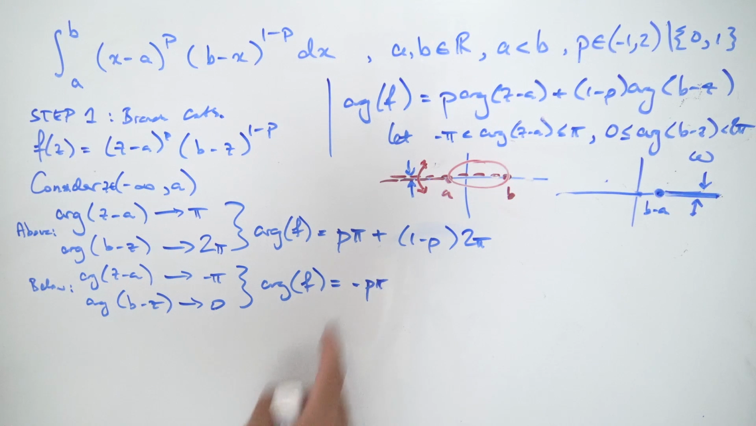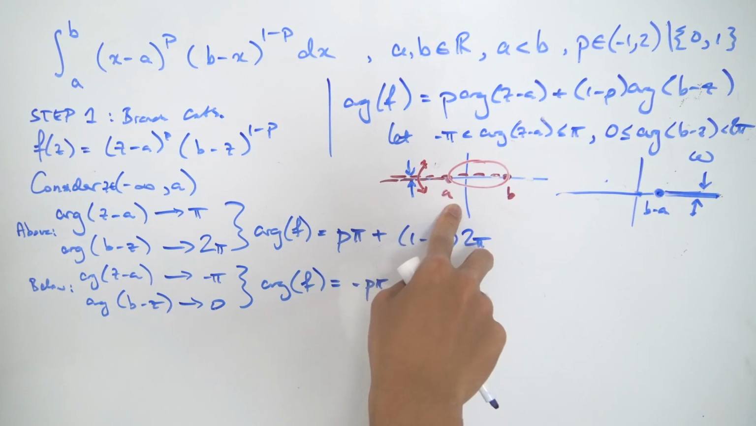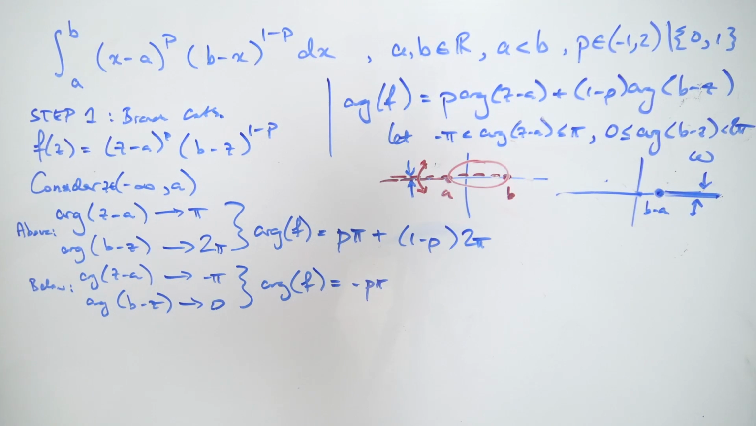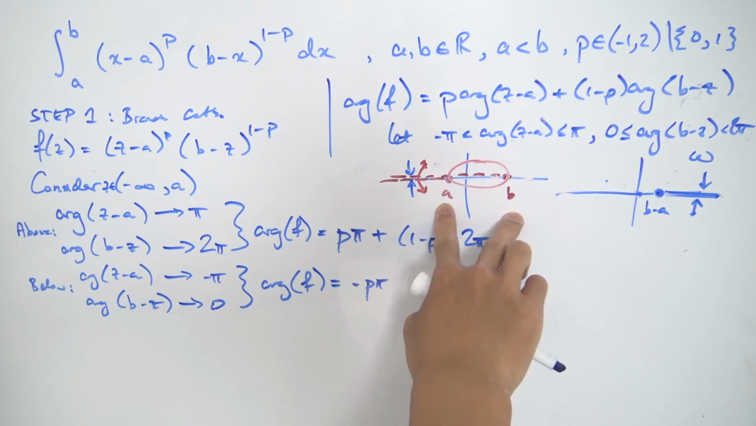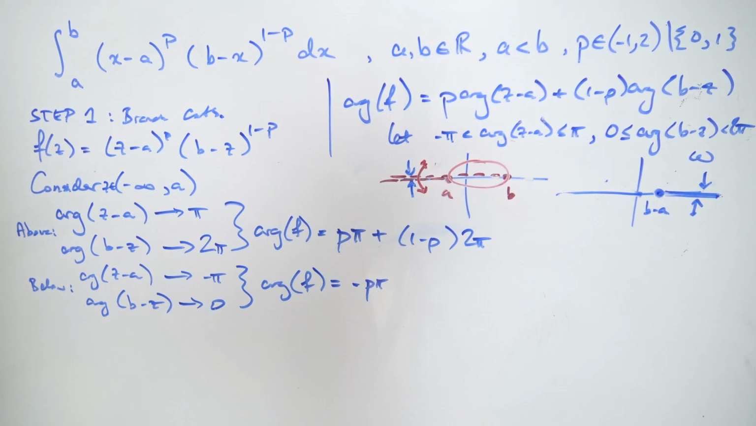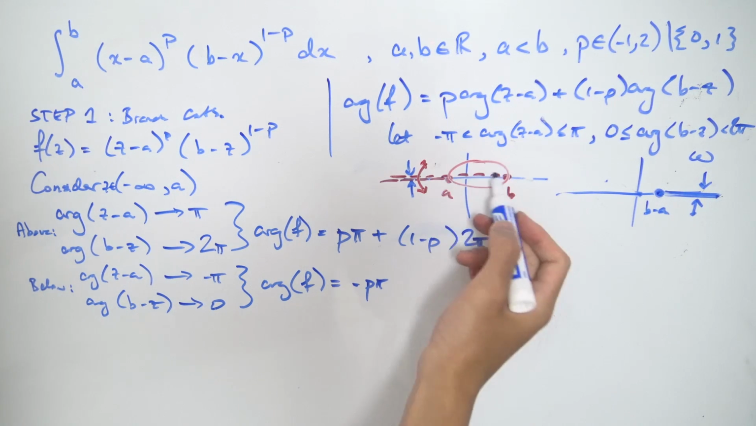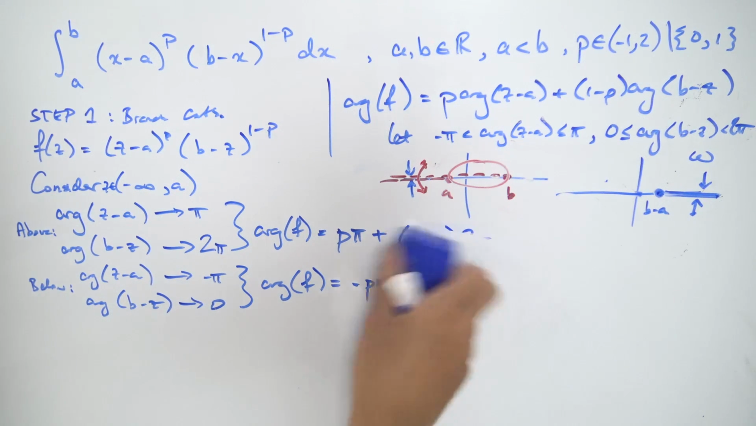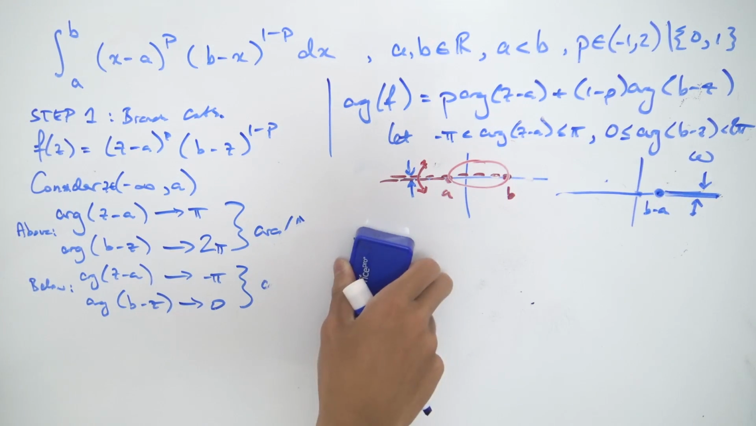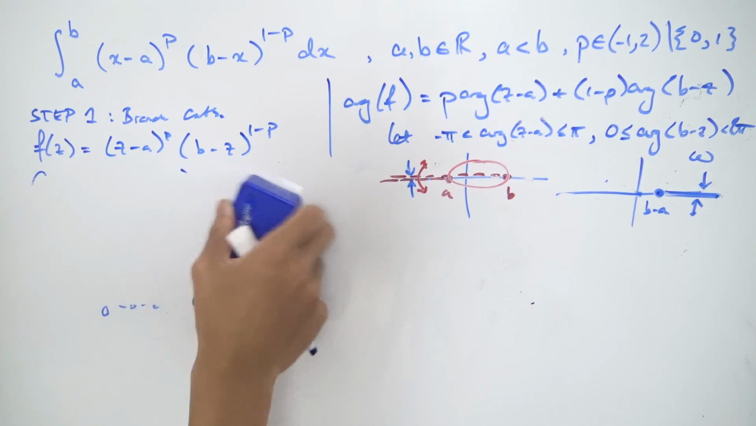So hence we've just shown that across the interval minus infinity to a, we're going to be continuous. So that's quite nice. So now let's do the exact same thing for a to b, because we're going to be needing those argument values later on. Of course, you can see it's going to be discontinuous because we have one branch cut over here. So it's not really going to cancel with anything.